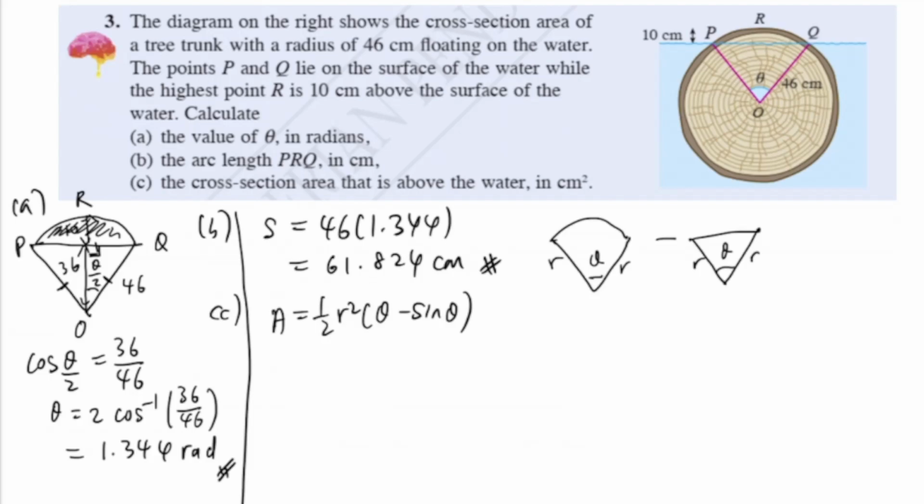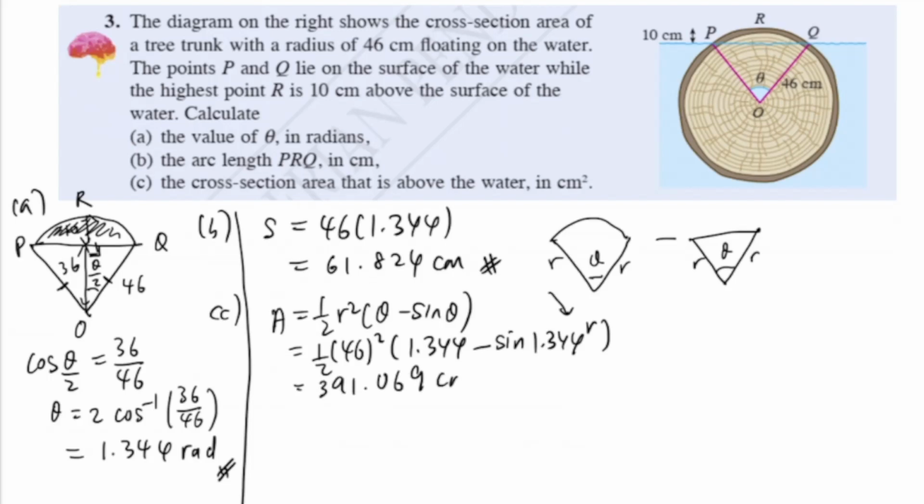If you use this, it's actually a shorter way, but sometimes your answer might be a little bit different due to the different method that we use. So my radius is 46, my theta is 1.344, you minus sine 1.344. But be careful when you use this formula, your calculator must be in radian mode because this is sine 1.344 radian, not degree. If your calculator is in degree mode, then it will give you a different answer altogether, right?